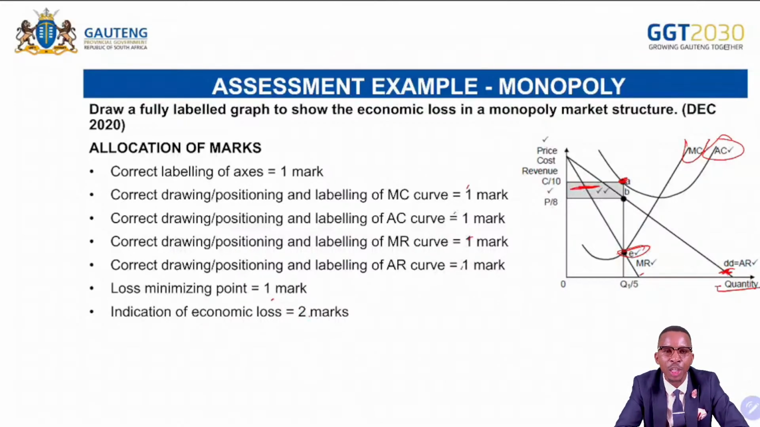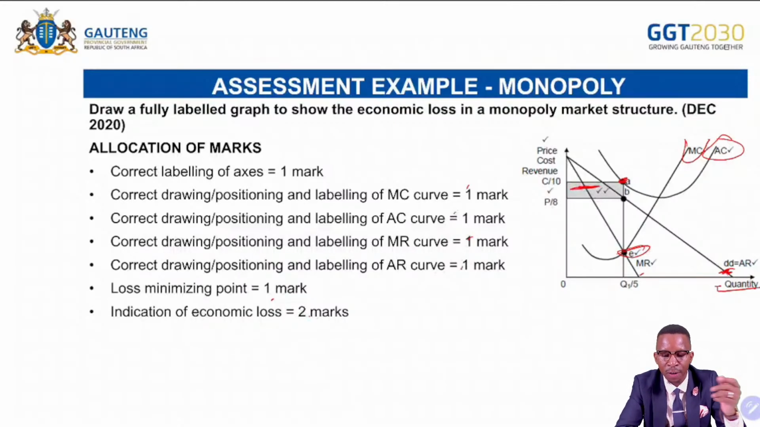So it is very important for you to follow. If they say draw the graph and explain, or draw the graph and interpret the graph, or draw the graph to show economic loss, then you must know how marks are allocated. Almost everything that is given on this graph, or that has been drawn by the candidate, is worth a mark. Only the shaded area is worth 2 marks. So it is very important for you to draw the graph and be able to interpret the graph.